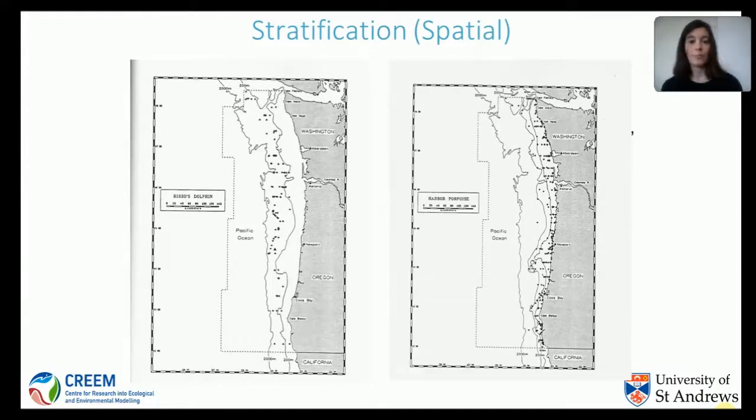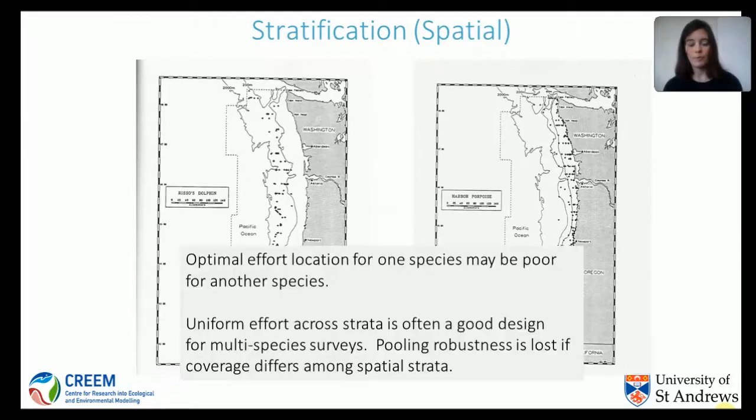And so here's an example of harbour porpoise distribution in the same area. And here you can see that the harbour porpoise have a very inshore distribution. So creating a stratified survey for Risso's dolphins might not be the optimal approach for harbour porpoise. And so a good idea if you've got a multi-species survey set up is to consider using uniform effort across strata.